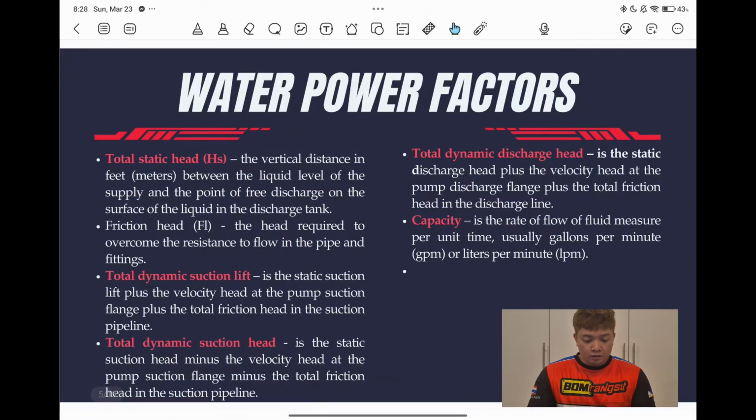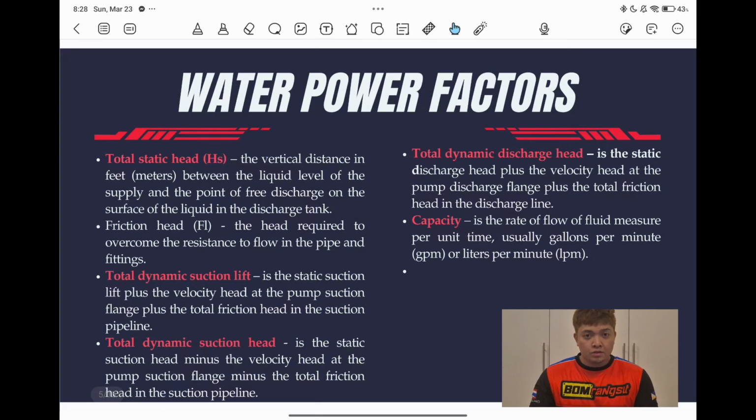Total static head, HS, is the vertical distance in feet or meters between the liquid level of the supply and the point of the free discharge on the surface of the liquid in the discharge tank. Friction head, or the HF, is the head required to overcome the resistance to flow in the pipe and fittings.